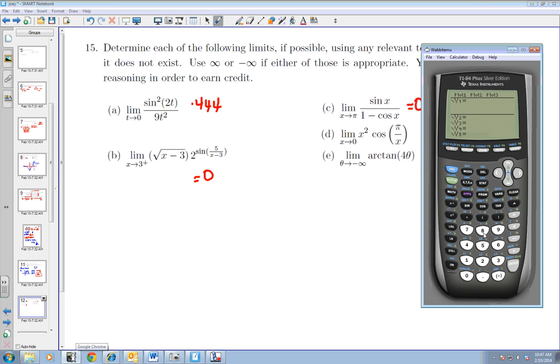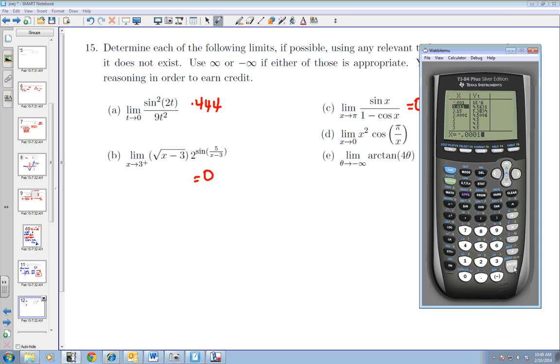D, I have x squared cosine of pi over x. Okay, I'm going to look at the graph. I want to know where my y values are as x gets closer and closer to 0. So I should have changed my window. But I'm going to go ahead and go to the table. And I'm going to choose numbers to the left of 0. So -0.001 and -0.0001. That's from the left. From the right would be 0.001 and 0.0001.